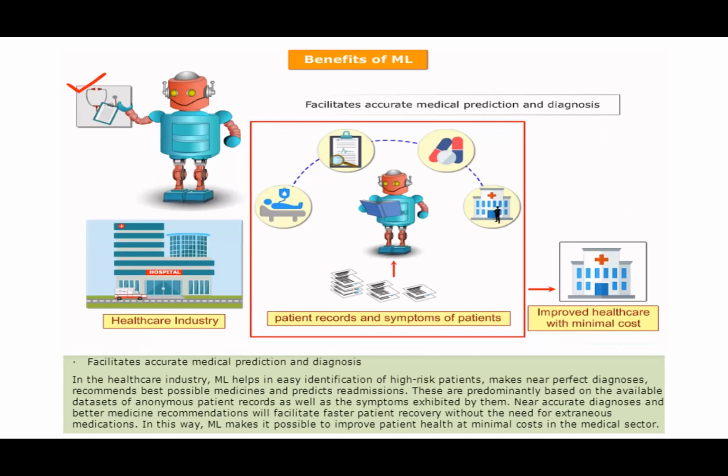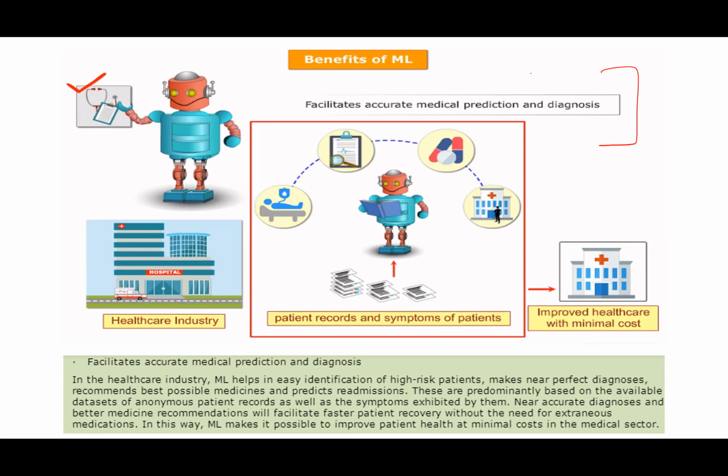Next is it facilitates accurate medical predictions and diagnosis. This field of medical imaging, medicine and healthcare is becoming a very big opportunity where machine learning, computer vision and deep learning are being deployed. Just think of an example where all of our family members and friends have a record of their medical history at their respective doctors or maybe with them. Just like a Facebook profile, all of us have our health profile.